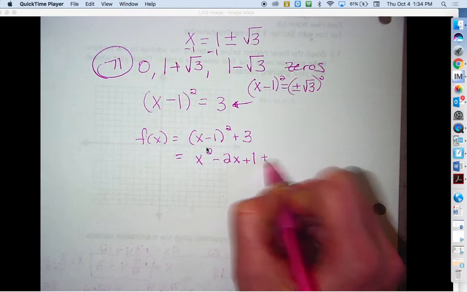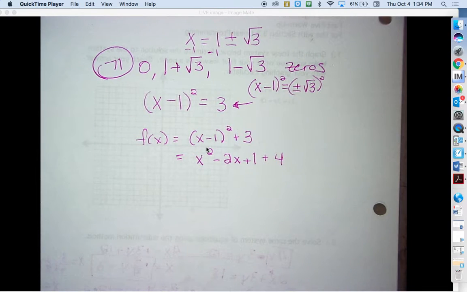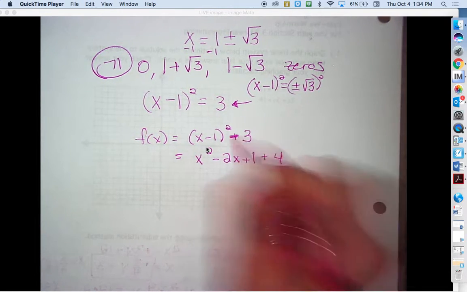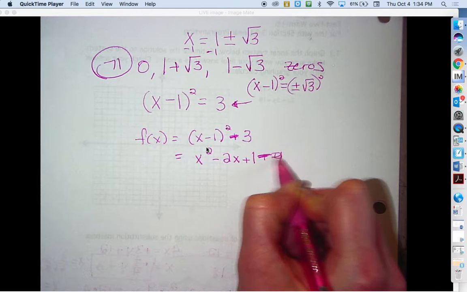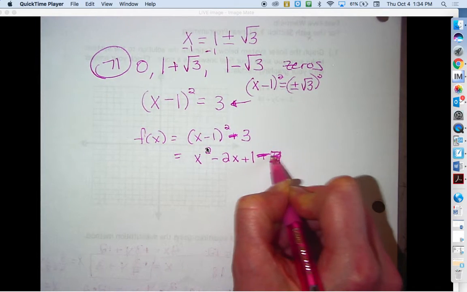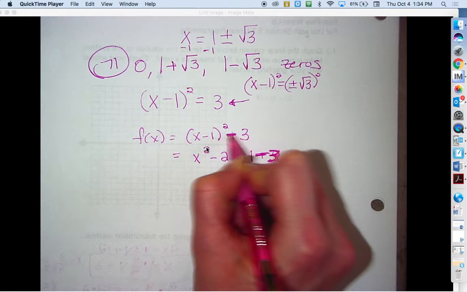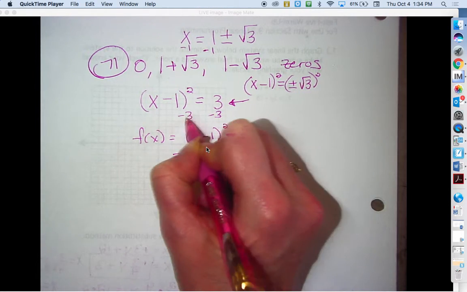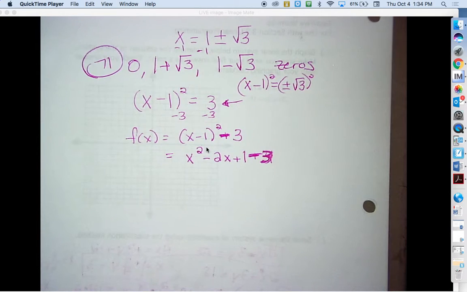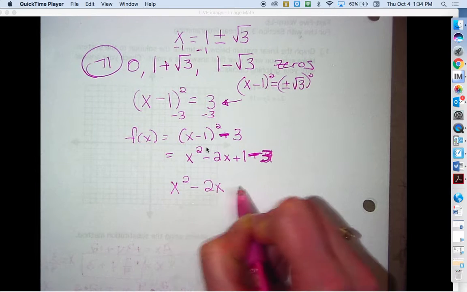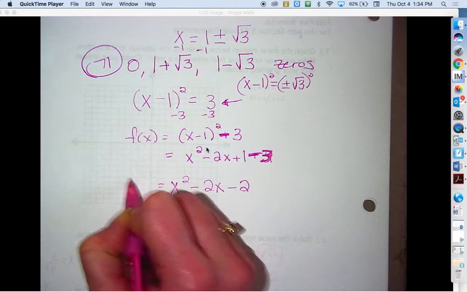It shouldn't be plus 4 though. What if it's subtract 3? Oh, thank you. This here is a minus 3. Okay, thank you. I knew something was off. There we go. So we have to subtract 3 to get it next to the other side. And then the final answer could be x squared minus 2x and then minus 2. That looks better.